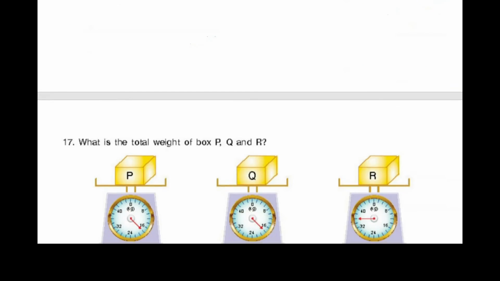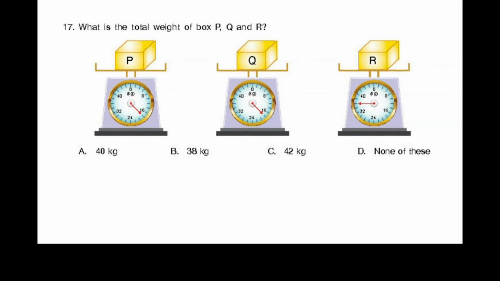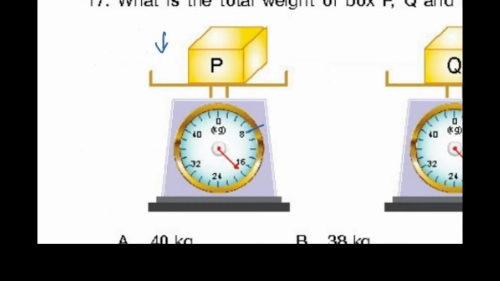Question number 17. This was the total weight of box P, Q and R. Okay, so if we expand this, the first weighing balance. We just need to check the scale. It's 8 written here. Now from 0 to 8 we will check gaps so that we can have an idea what actually one gap measures. So here there are 4 gaps, and that means one gap resembles to 2. The value of one gap is 2.